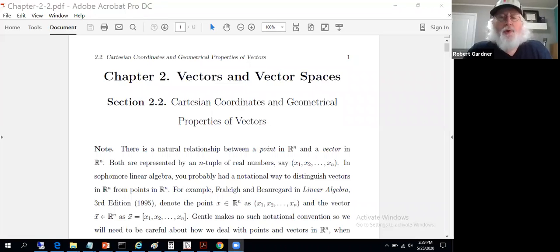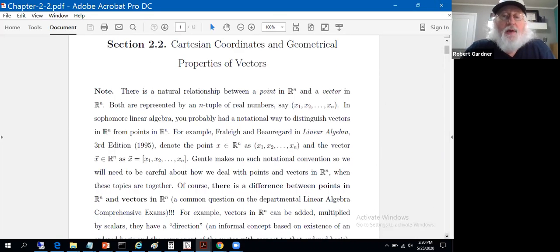Okay, on to section 2.2, Cartesian coordinates and geometrical properties of vectors. The plan in this section is to try to draw pictures. It's a beginning plan. We'll also look at the Gram-Schmidt process. You're familiar with the Gram-Schmidt process from sophomore linear algebra. It involves projections, so we'll have to get the idea of projections up and running as well.